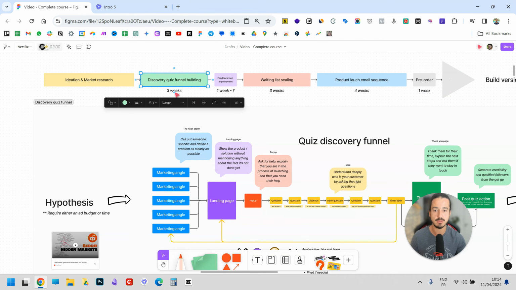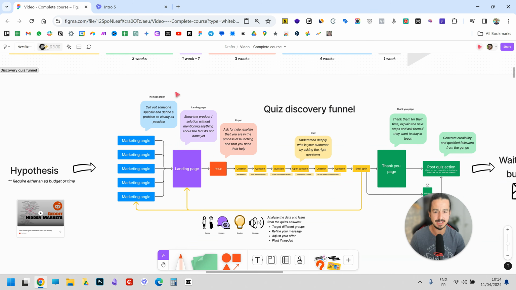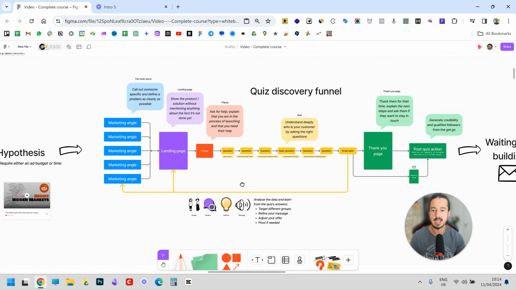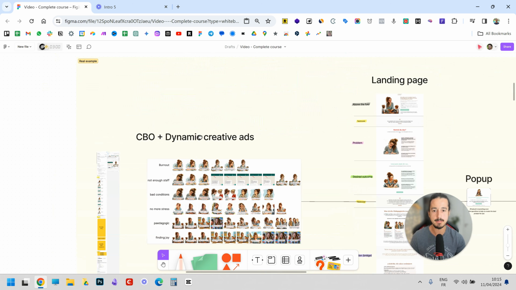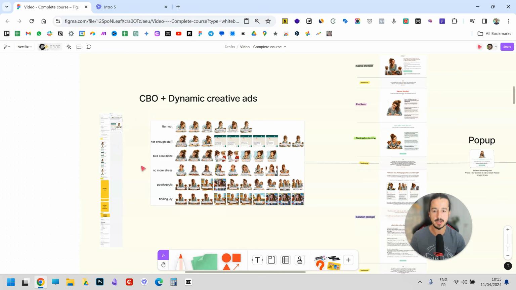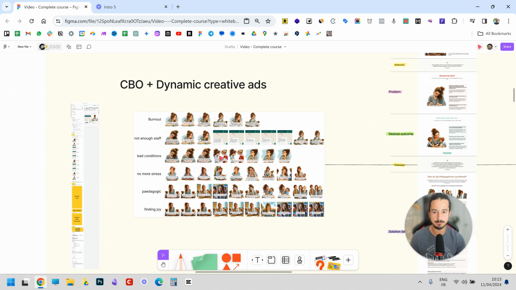Now we are building the funnel. It's approximately three weeks. It's what I found out building this kind of funnel several times. It is basically made with a marketing campaign, Facebook ads, Instagram campaign, but one that is very specific because it is made to understand specifically the need of your customer.